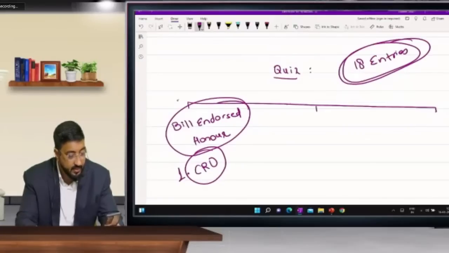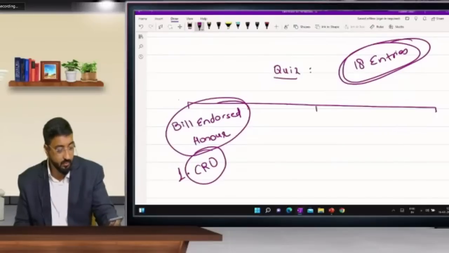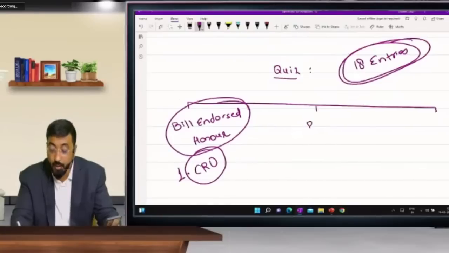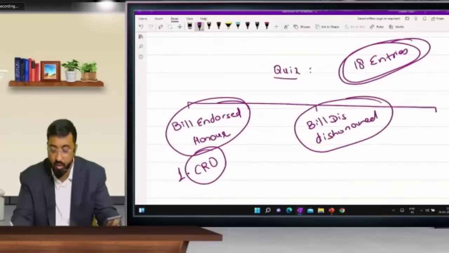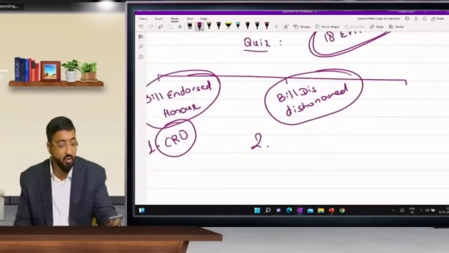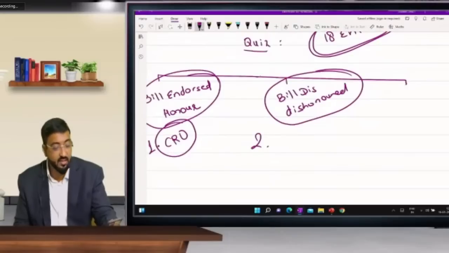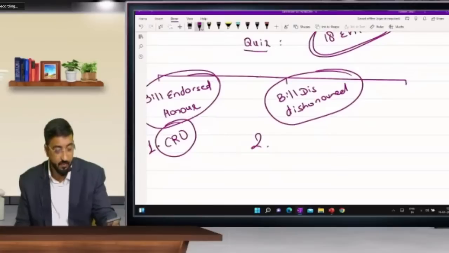Yes. Second question: bill discounted dishonor. Let's see, who is going to answer it? Bibu, you gave the wrong answer. I asked for honor, you gave dishonor, beta. Surya Kumar also gave a wrong answer. Bill discounted dishonor.